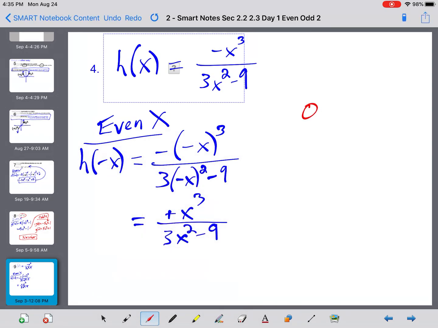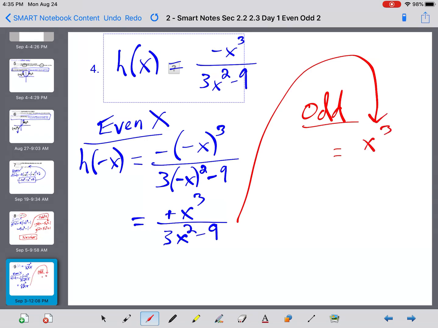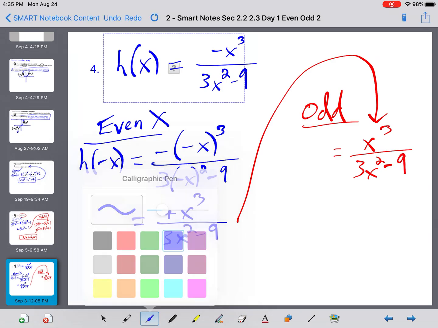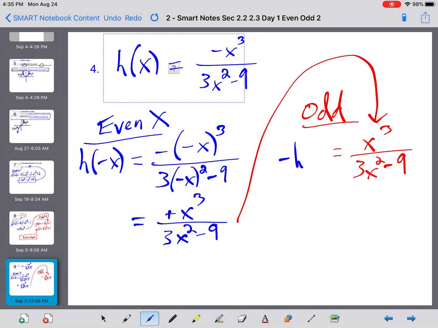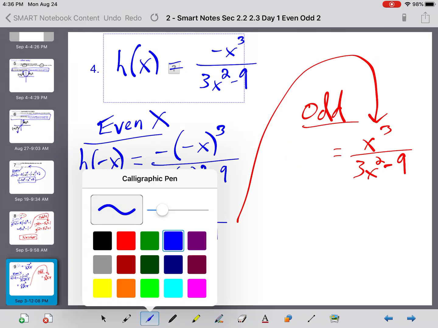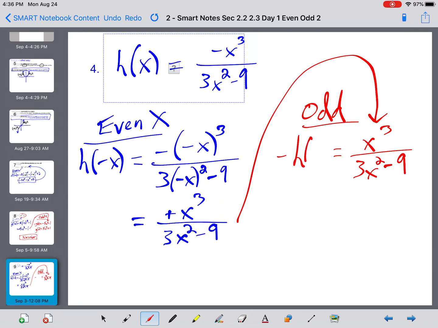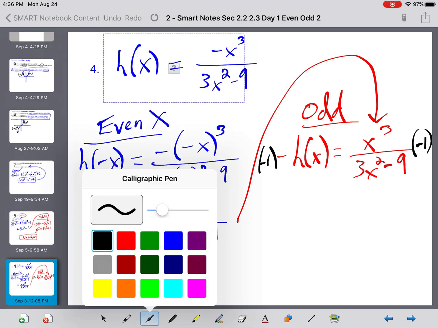Let's test for odd. So for the odd, I plug in -x and -y, and I try to get back to my original. I already plugged in -x. I know what that gets me. It gets me x cubed over 3x squared minus 9. Okay. Now, to plug in a -y, I'm going to make it negative h of x, right? Like we did in the last problem, I'm going to multiply both sides by -1. So -1 to this side and -1 to that side, okay?